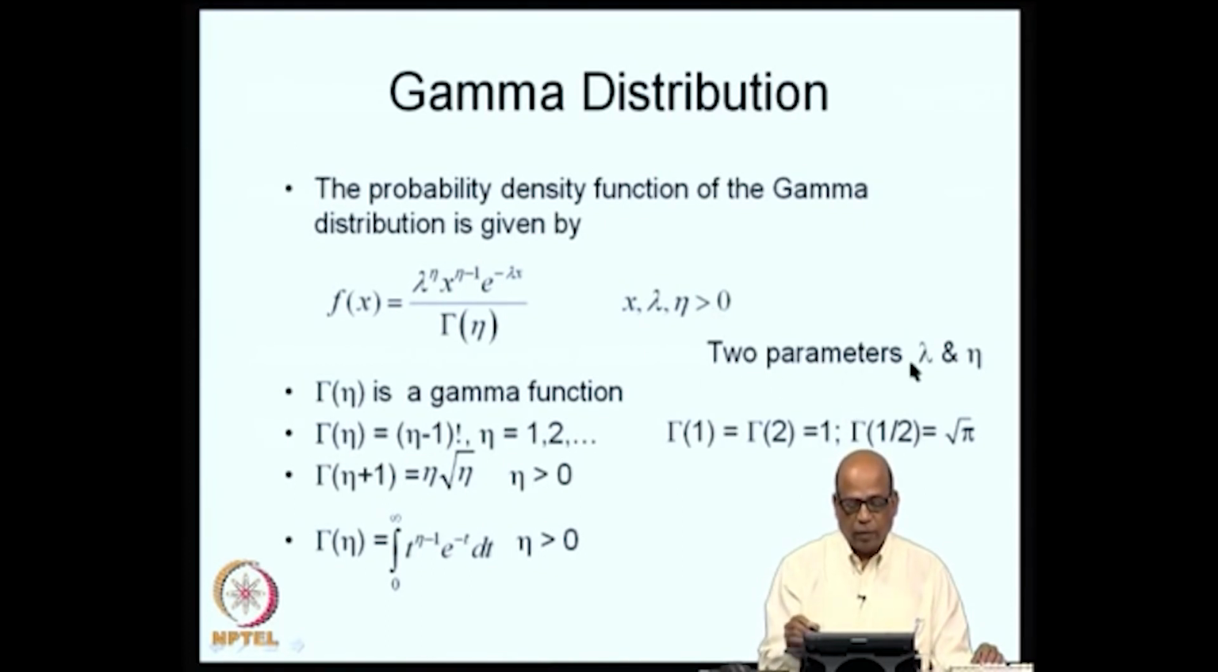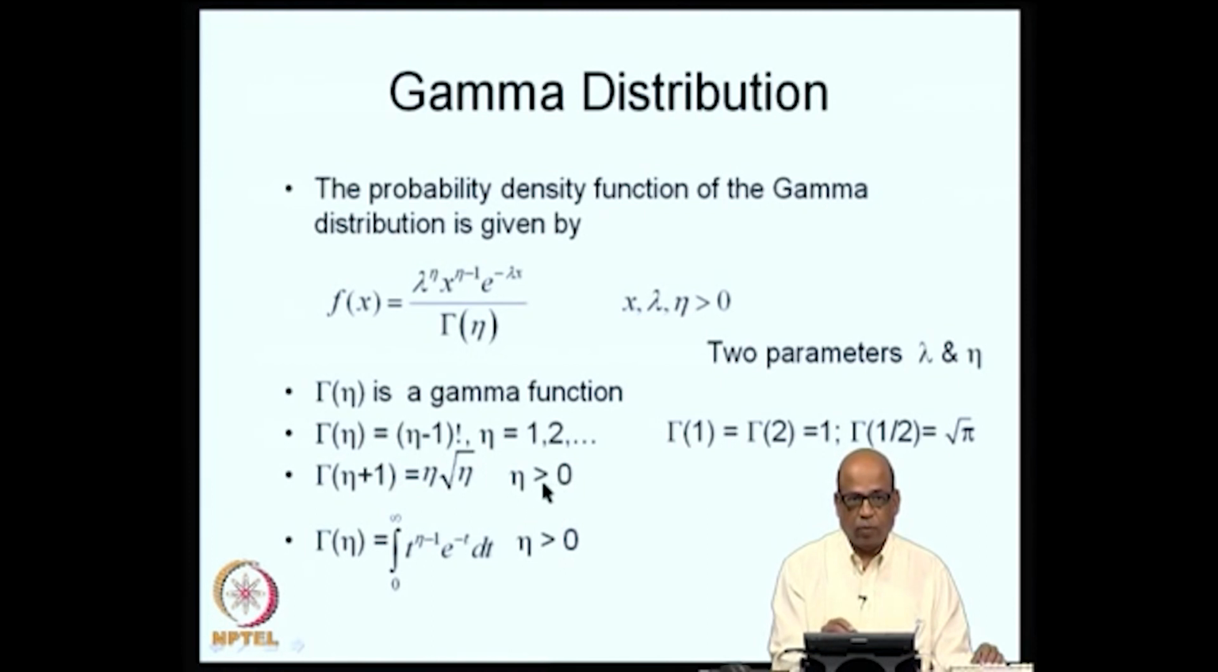This has two parameters, lambda and eta, and the gamma of eta that I have written here is in fact the gamma function. The gamma function is obtained as gamma of eta is equal to eta minus 1 factorial for eta is equal to 1, 2, etcetera, when it is an integer variable, and gamma of eta plus 1, this is a recursive relationship, is equal to eta times gamma of eta for eta greater than 0.